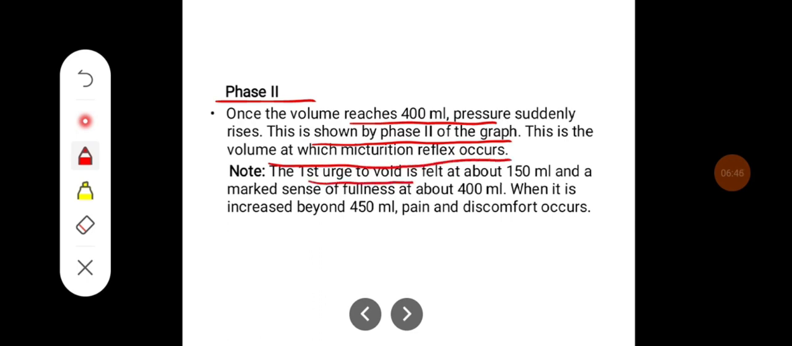Note that the first urge to void urine is felt at around 150 ml and a marked sense of fullness at around 400 ml. When it is increased beyond 450 ml, pain and discomfort occurs.